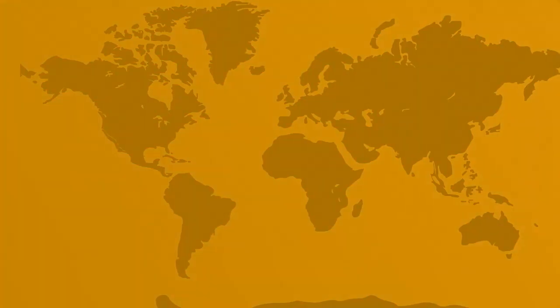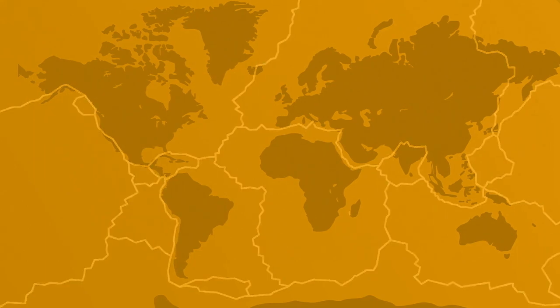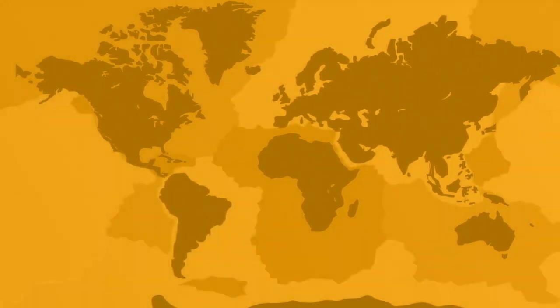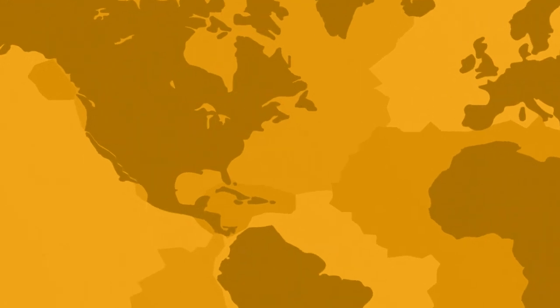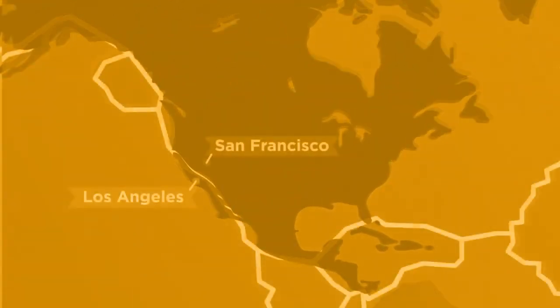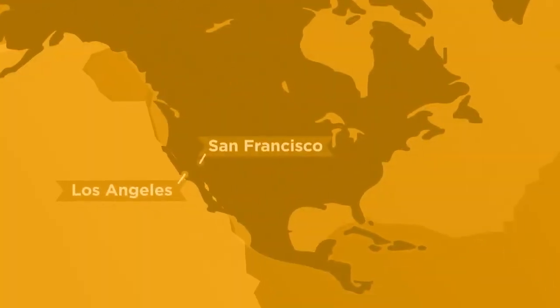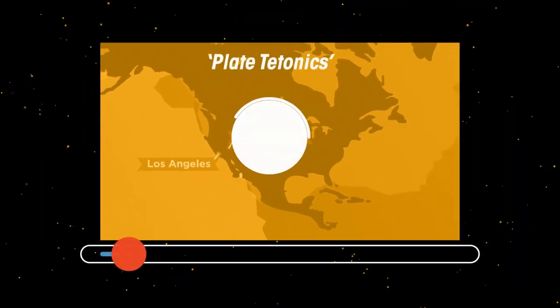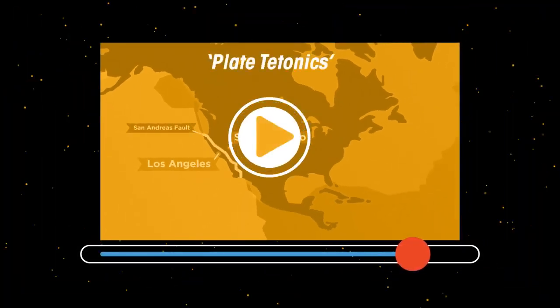The Earth's surface is broken up into several tectonic plates, which are in constant, very slow motion. Earthquakes occur usually at the boundaries of these plates as they move against each other. Watch our video on plate tectonics.